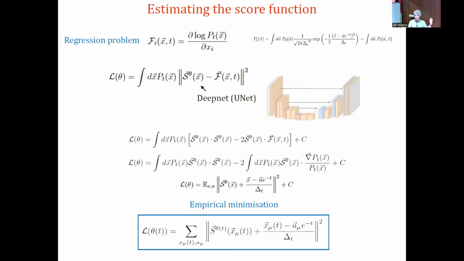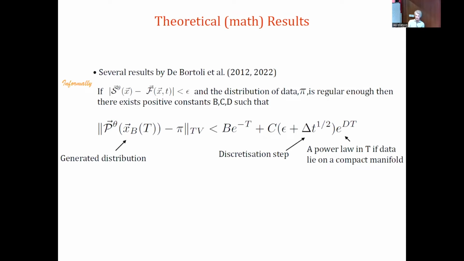But actually, in this case very little is known, meaning that even in math and computer science there are not many works. And so the state of the art of theoretical math results has been obtained by a young researcher, De Bortoli, and also another one called Doucet, who is in Oxford. And these are the kinds of results that they found.